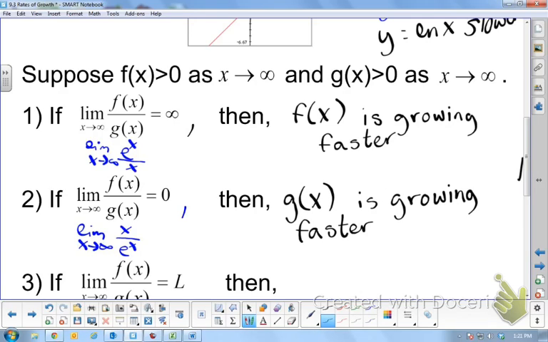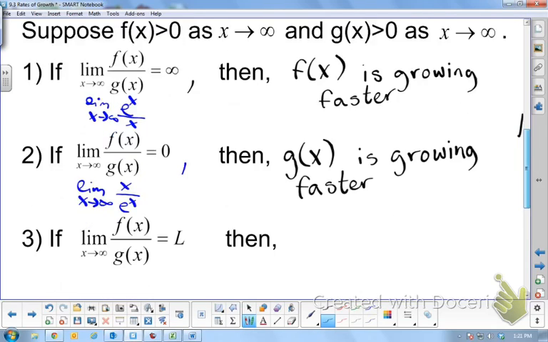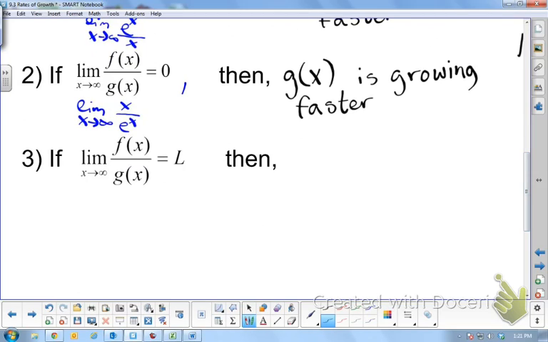And the reason we need this is because we're not necessarily going to know which function is growing faster. So we need to know what happens. What if we put the faster function on top? It's going to come out as infinity. If we put the faster function on bottom, it's going to come out as 0. So then we can identify, oh, the faster function was the one I put on the bottom. And then our last option, let's say we have f of x over g of x equals L, some number, as our limit.